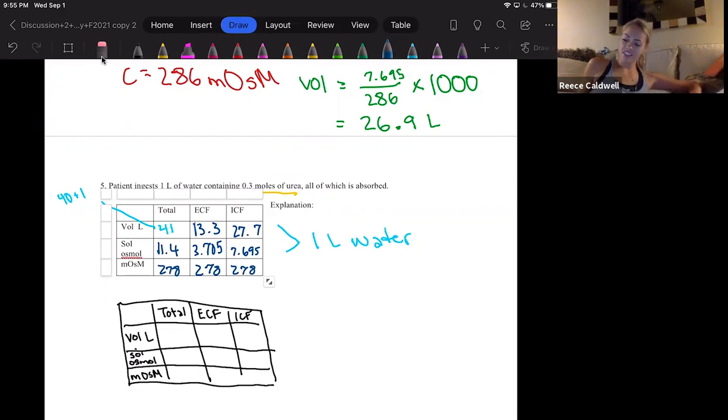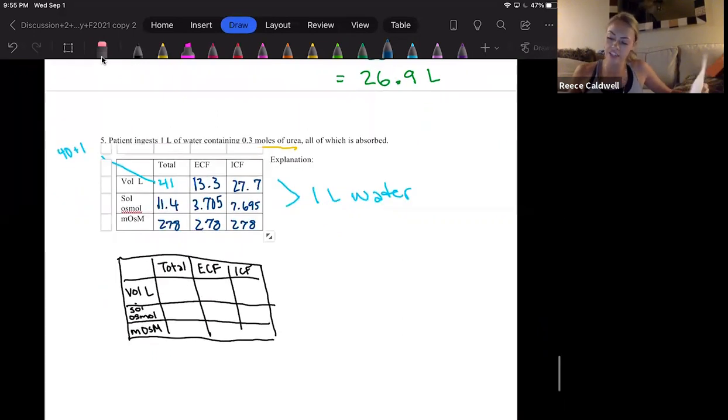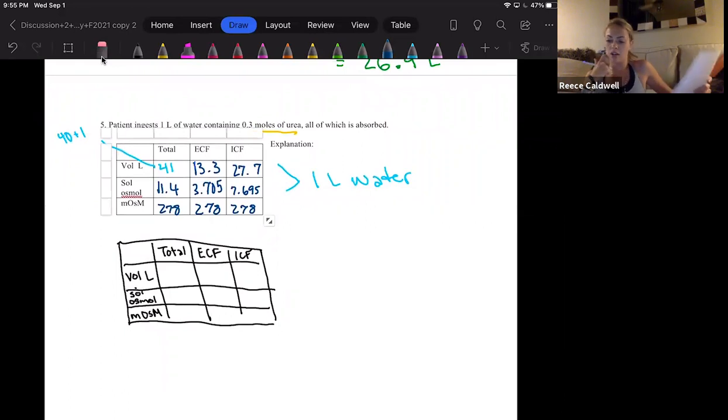However, that water contains 0.3 moles of urea, so we're going to need to add that in. So what we're going to do is carry down that 41 liters, but we cannot trust that extracellular and intracellular fluid. So let's now solve what has happened to the solute concentration. Urea is going to change the concentration of solute in the body.